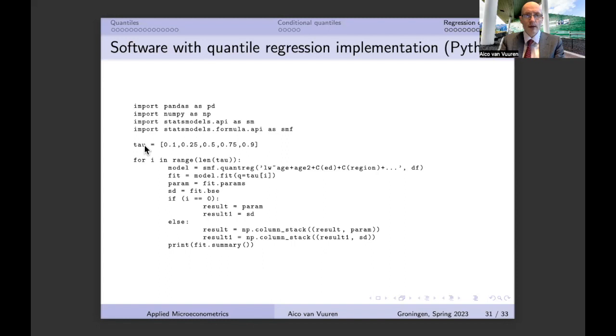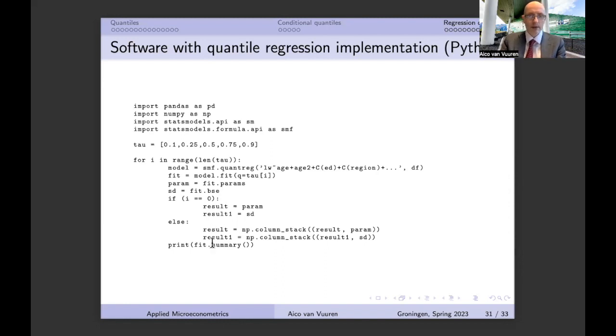First thing that I do is introduce an array where I define the different levels of tau from 0.1 up till 0.9, and then I do the different quantile regressions. This is actually the main statement that we need for quantile regression, but then we also do the model fit in this tau that we are going to do the for loop with. We get the parameters, and we have here the standard deviations, and we store them in result and result1, and we finally print out the summary.